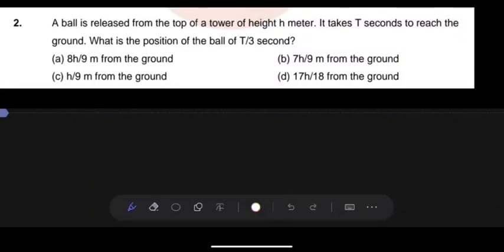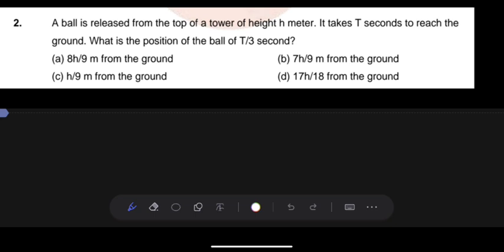Hello everyone. Here we are going to solve a question. The question is of kinematics, motion under gravity. Before I solve this question, pause the video and give it a try. I hope you have tried it, and if you haven't got the answer, let me solve it for you.